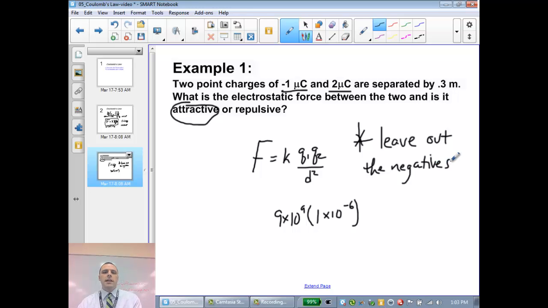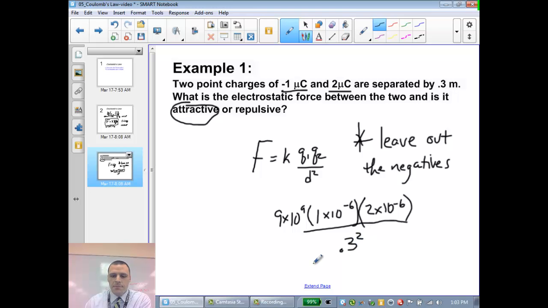We're leaving out the negatives because all the negatives really tell us is if the force is attractive or repulsive. And if we just look at the charges, we can figure that out on our own. So we just want to find the absolute value of the electrostatic force between two charges, and we'll worry about direction at another time. So 1 times 10 to the negative 6 times 2 times 10 to the negative 6 over the distance squared, which is 0.3 squared.